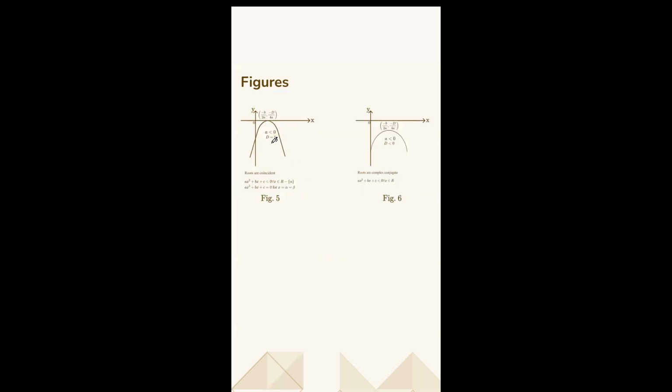In this next figure, what is happening? Here a is less than 0 and d is equal to 0. A less than 0 indicates it will be a downward facing parabola, and d equals 0 indicates that there will be a perfect square, or there will be only one root which will be repeated. So that's why it is written here the roots are coincident, meaning both roots are lying at the same point.